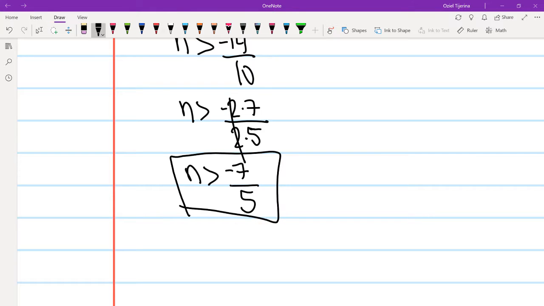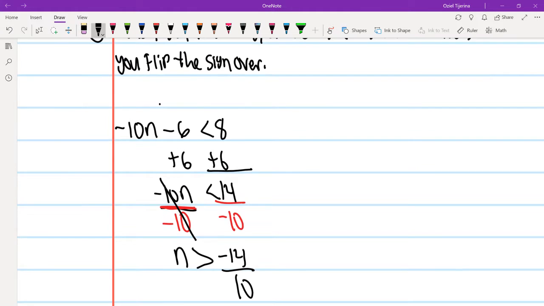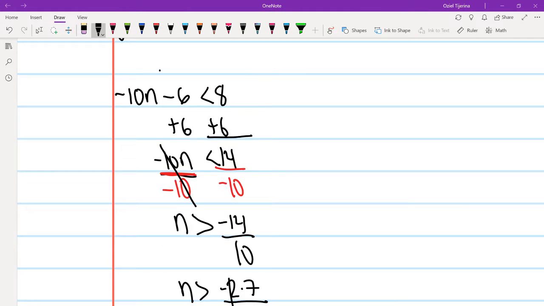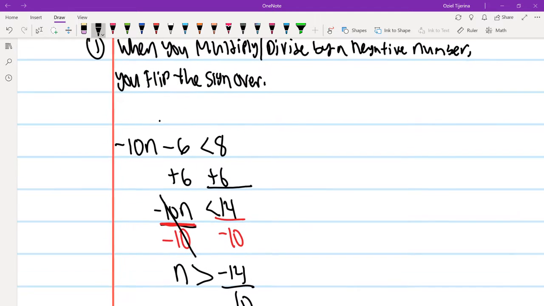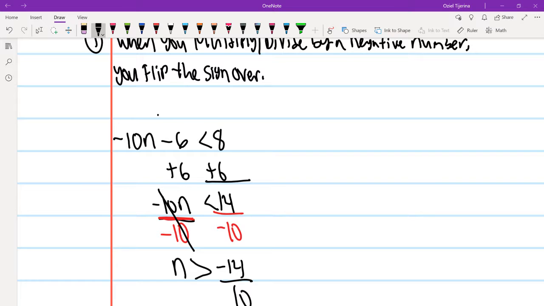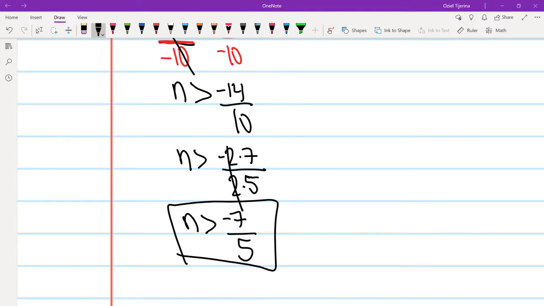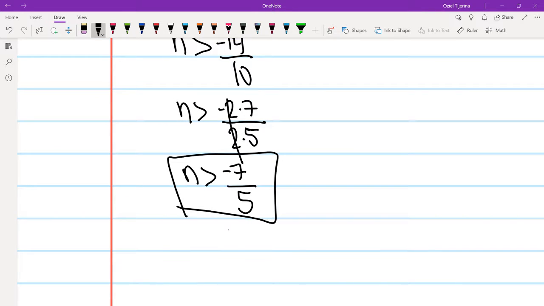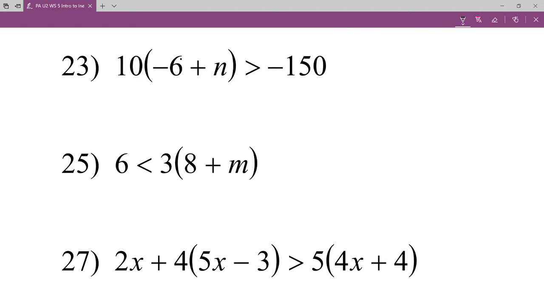So that's your answer. Remember that when you divide by a negative number or multiply by a negative number, you flip the sign over. That's what a lot of people forget to do when they work these. So let's do the first one.